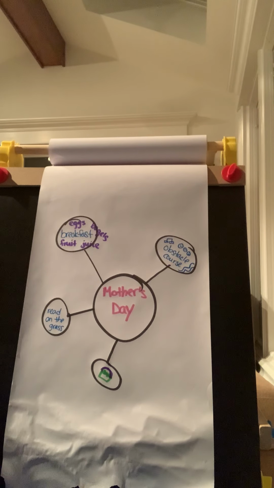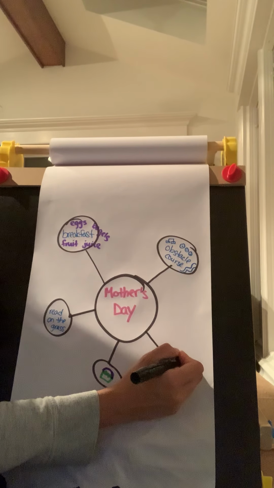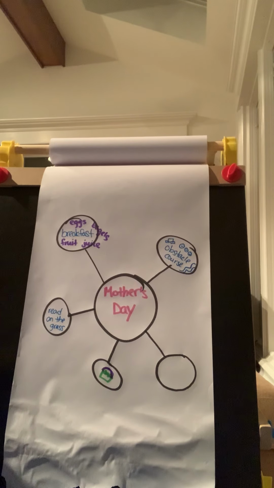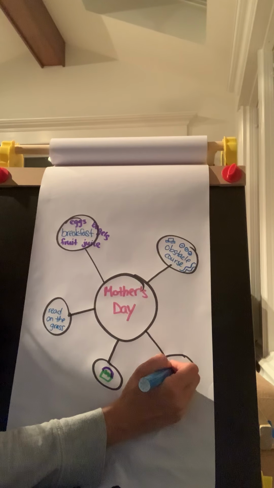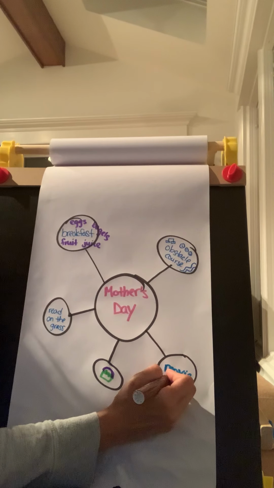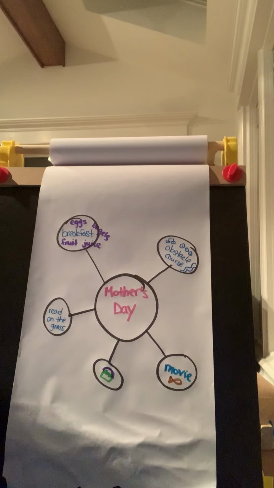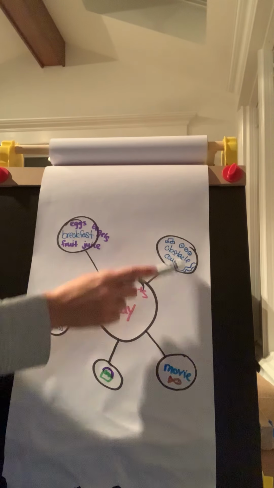So then, we watched a movie. So I'm just going to write movie. We watched a movie. It's Finding Nemo. So I'll just draw a little fish so that I remember that. There's my little fish. Okay. And those were all the things that we did for Mother's Day. So here are all my details, okay?